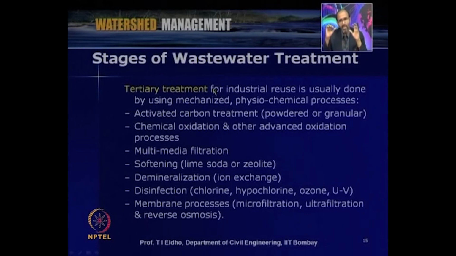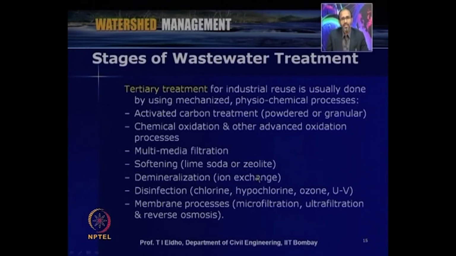After tertiary treatment, the water can be used for various purposes, as far as reuse or recycling is concerned. After the tertiary treatment we can directly utilize it for irrigation, toilet flushing or direct industrial purposes. Tertiary treatment for industrial reuse is usually done using mechanized or physico-chemical processes. Some important ones I have listed here are activated carbon treatment, where we pass the secondary treated wastewater through activated carbon so that most of the contaminants are removed. Then chemical oxidation and other advanced oxidation processes, multimedia filtration, and softening, by adding lime soda or passing through zeolite. This is mainly for industrial purposes.